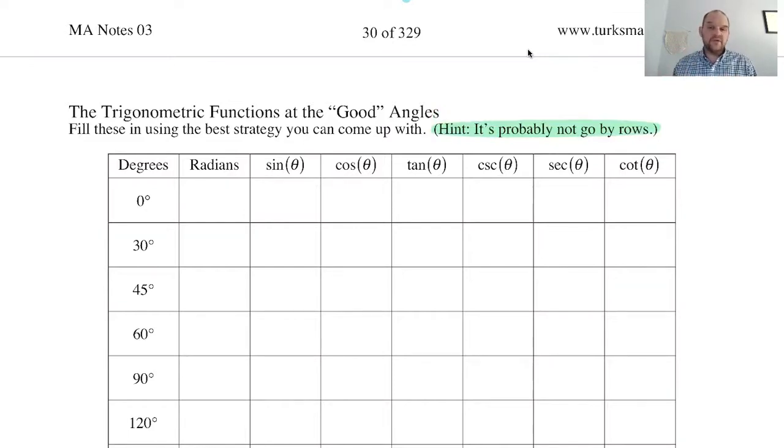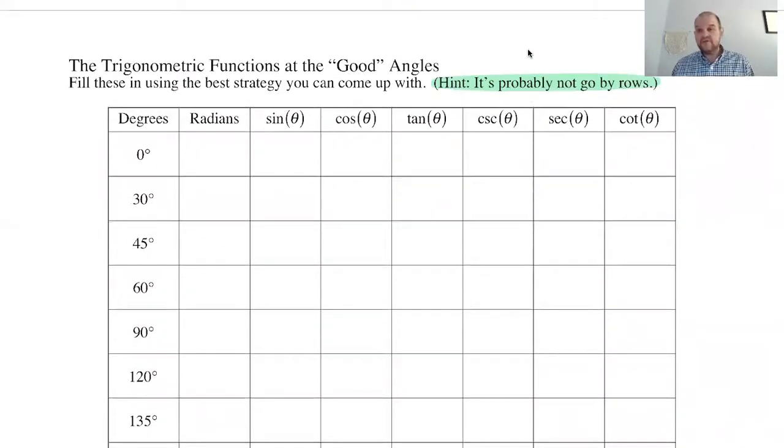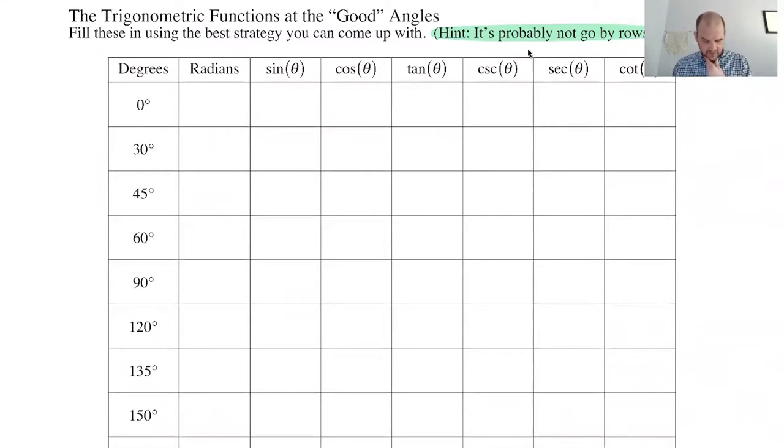It's probably not to go by rows. Okay, so let's look at the chart and get a sense of it before we just dive in. So basically you have all of the famous angles, but they're written in degrees, which is horrible because no one ever really thinks in degrees. So the first thing we've got to do is maybe convert them to radians.